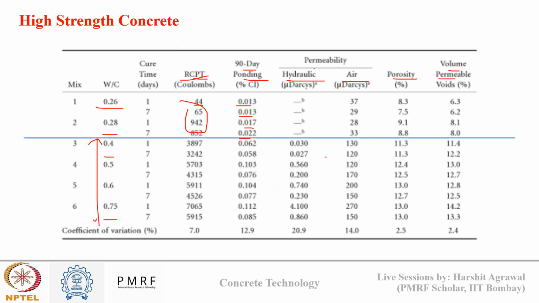Similar is the case with permeability. So you can see air permeability is much smaller compared to conventional concrete in high strength concrete. Porosity is also much smaller, in the range of 8 to 9%, whereas in conventional concrete it ranges from 11 to 13%. And similar is the volume of permeable voids, which is in the range of 6 to 8% in the high strength concrete, and it varies from 11.4 to 14% in a conventional concrete. So, all in all, since high strength concrete has a denser microstructure, its pore refinement ability enhances both strength as well as durability performance.